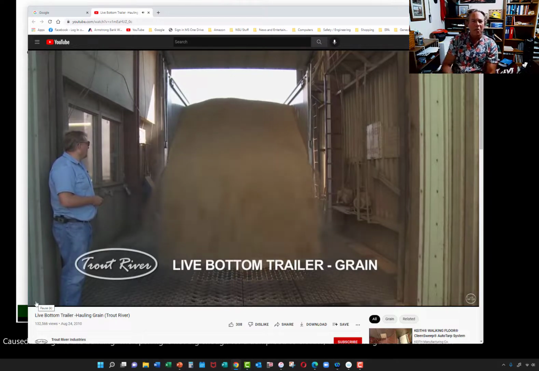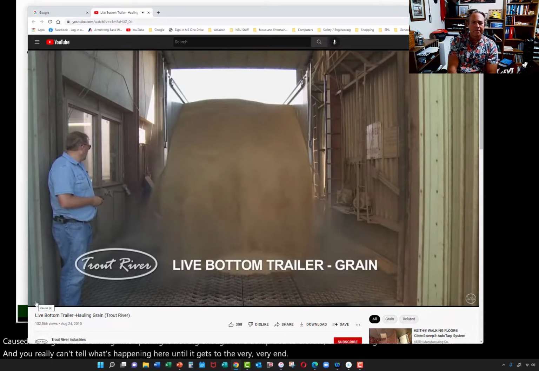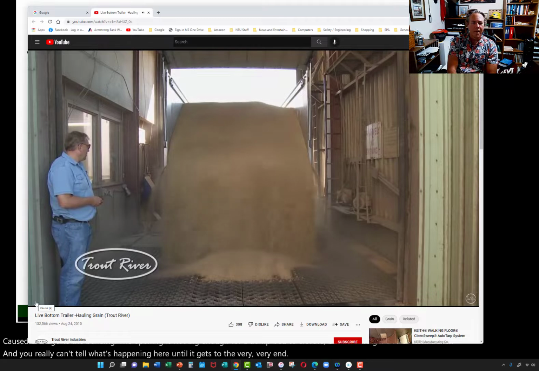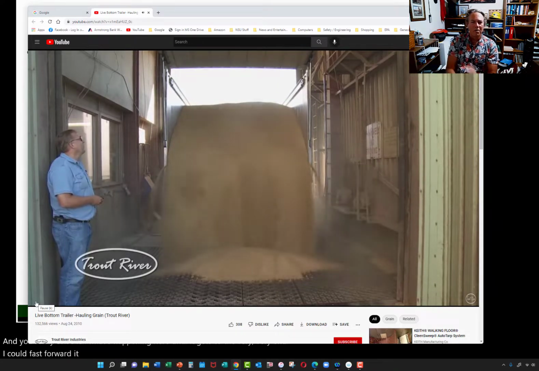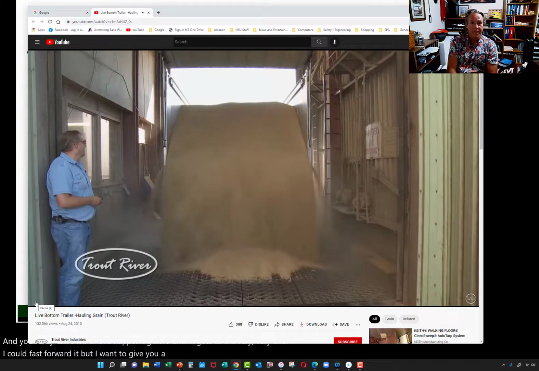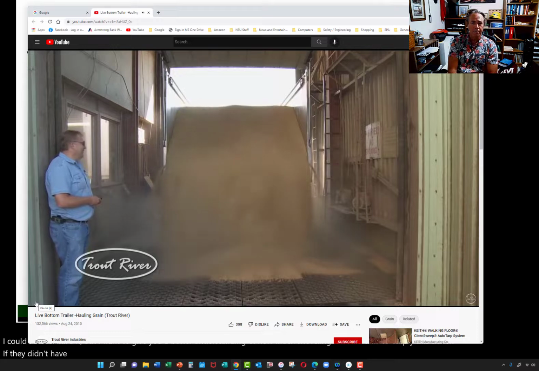And you really can't tell what's happening here until it gets to the very, very end. I could fast forward it, but I want to give you a better understanding of how much shoveling it would take to empty this trailer if they didn't have this live bottom.